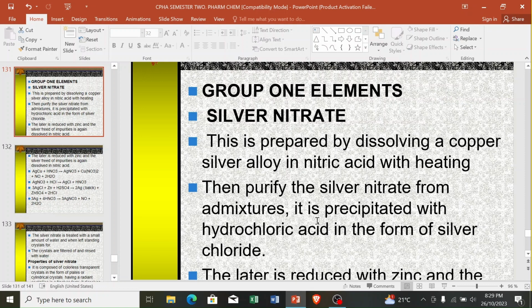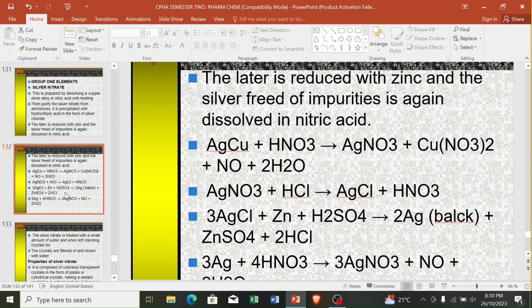And then how do we purify it? We are going to add hydrochloric acid to it. We know that when we are testing for the presence of chlorides or halogens, we use silver nitrate. And for specifically chlorides, we find that silver nitrate reacts with chlorides to form silver chloride, which appears as a white precipitate. And this is the second equation, where we see that we have silver nitrate reacting with hydrochloric acid, giving us silver chloride. So silver chloride is a solid and it is a white precipitate, and then our nitric acid.